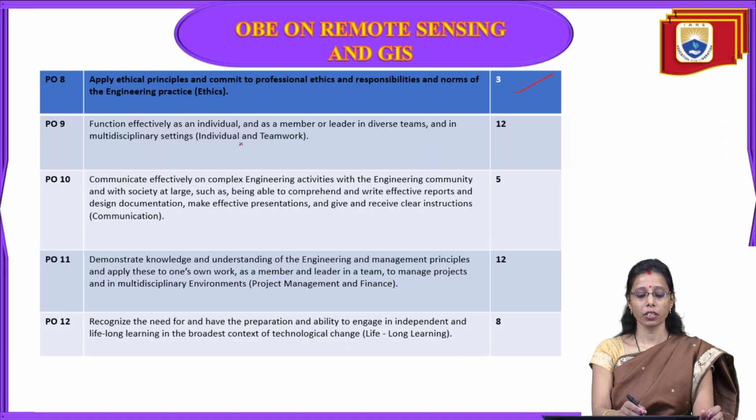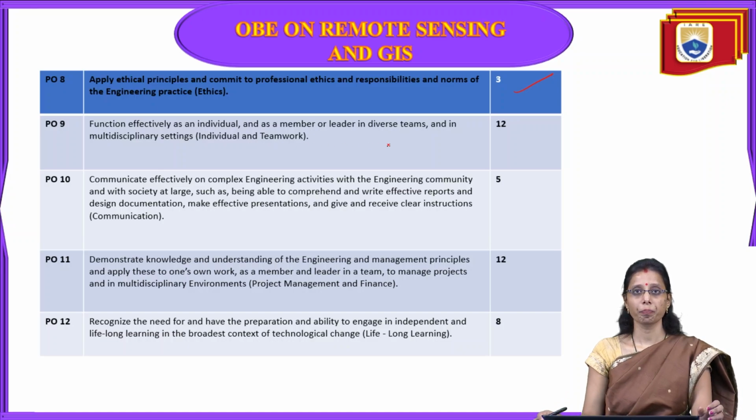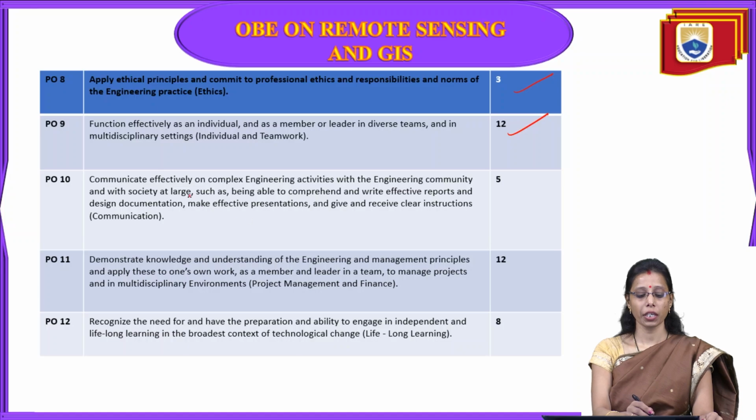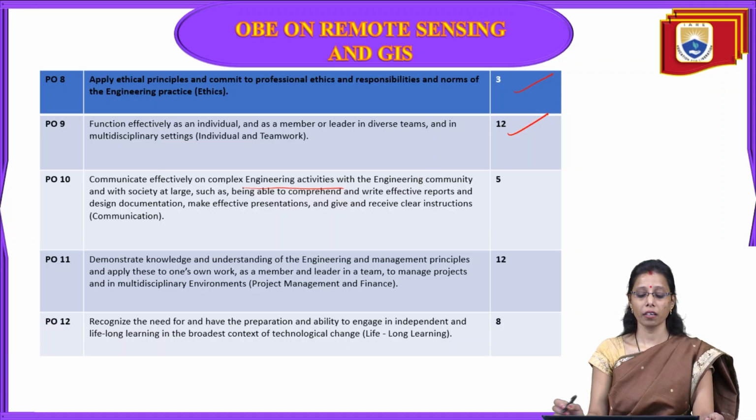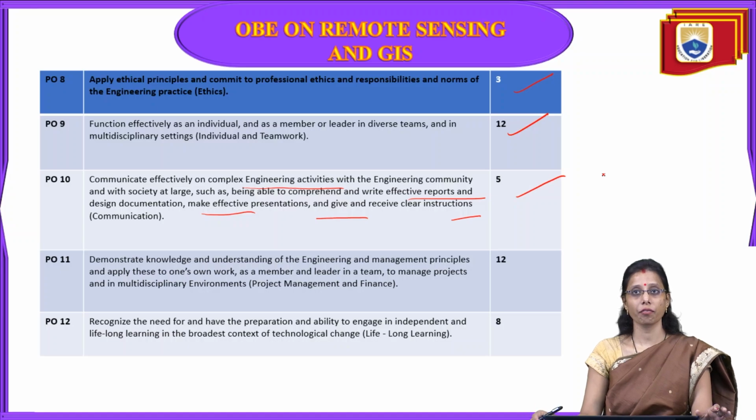Now PO9: function effectively as an individual, as a member or leader in diverse teams and in multidisciplinary settings, individual and teamwork. So here you have key competencies as 12. Now you have PO10. So what is PO10 here? Communicate effectively on complex engineering activities with the engineering community and with society at large, such as being able to comprehend and write effective reports, design documentation, make effective presentations and give clear instructions. So you have key competencies at 5 here.